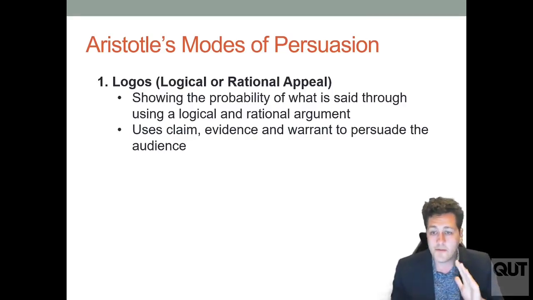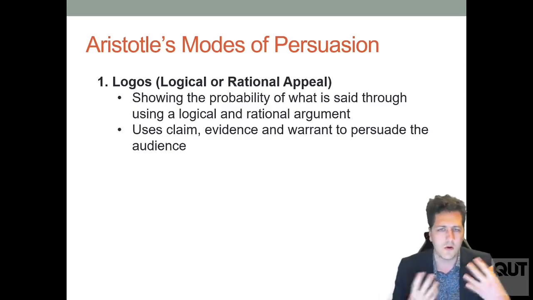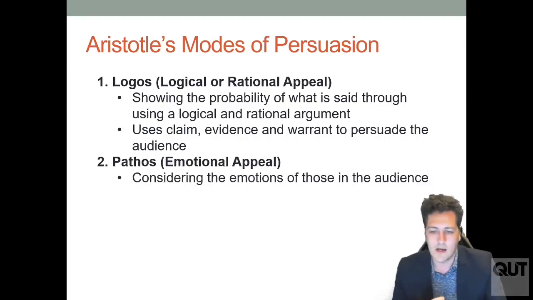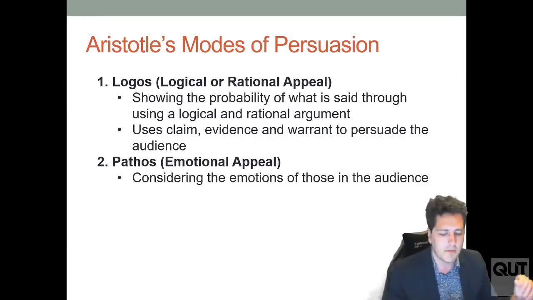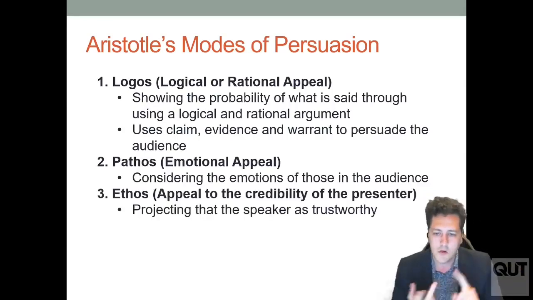So there are 4 types of persuasion, but in marketing, we really only talk about 3. The last one, Kairos, is all about appealing to, now is the moment. And often in marketing, we consider that to be part of our logos. The next one is pathos, emotional appeals. So we won't worry too much about that. We'll just focus on these first 3, logos, pathos, and ethos.